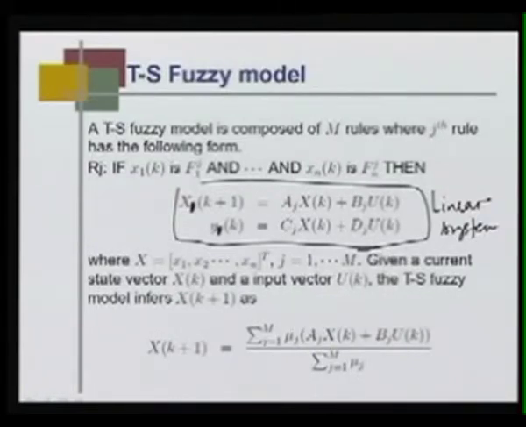So, once I do that, I sum it over all the rules from 1 to m, divided by the summation of all these membership functions mu j that we have already computed, j equal to 1 to m. So this is how we, for a TS fuzzy model, have m rules, and this is my jth rule, and for the jth rule this is my x k plus 1. I multiply it with the corresponding membership function associated with the rule, and then I sum such quantities for each rule from 1 to m, and then I divide that quantity by the summation of all the membership functions, that is mu j.